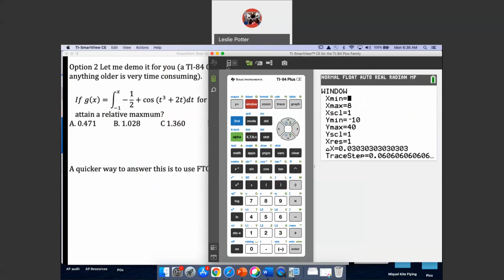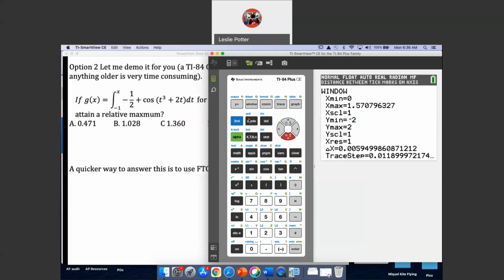I want to set my window for 0 to pi over 2. So 0 to pi over 2. And I'm not going to overshoot that window. I'm going to set it exactly 0 to pi over 2 because I just want to focus on where it's crossing the x-axis. And I don't want to get distracted by anything else. And cosine, you know, fluctuates between -1 and 1. So I'm going to go from -2 to 2. I think that's pretty safe. Whoops. The 2. There we go.